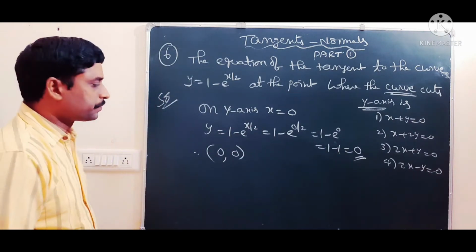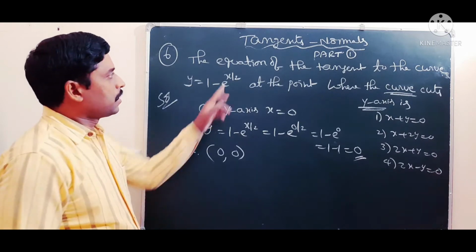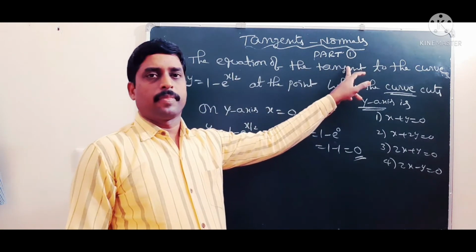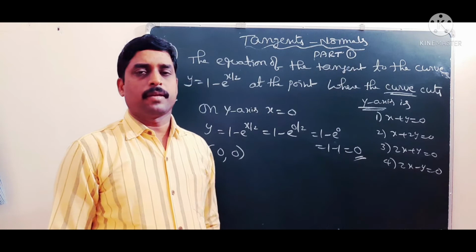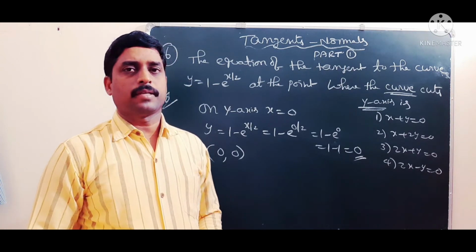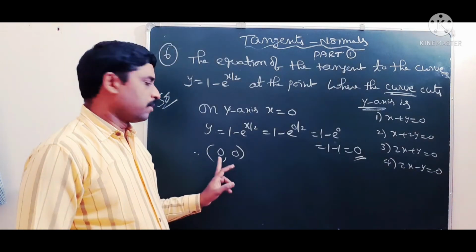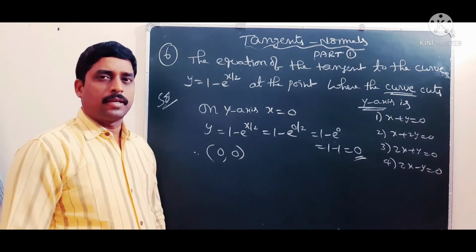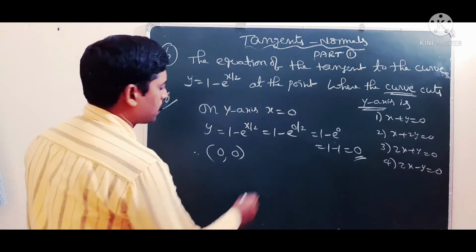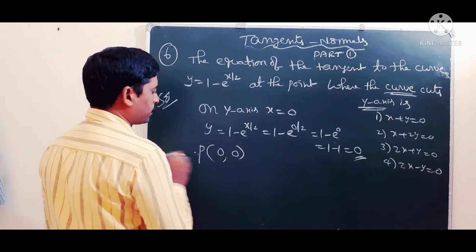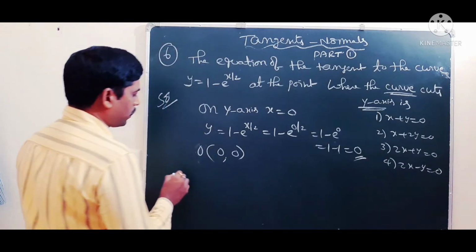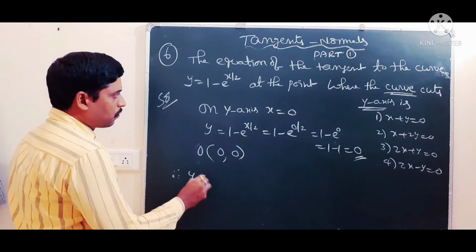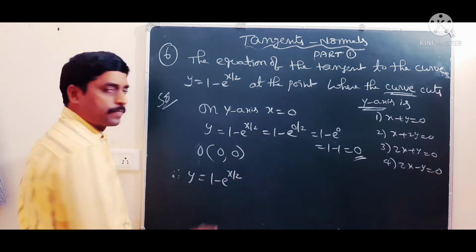(0, 0). What is our target? The equation of tangent. The equation of tangent formula is y minus y1 equals m into (x minus x1). Okay, already we got the point (x1, y1). Next our target is the slope of tangent. This is the point, this is the origin. So what is given? y is equal to 1 minus e to the power x by 2.